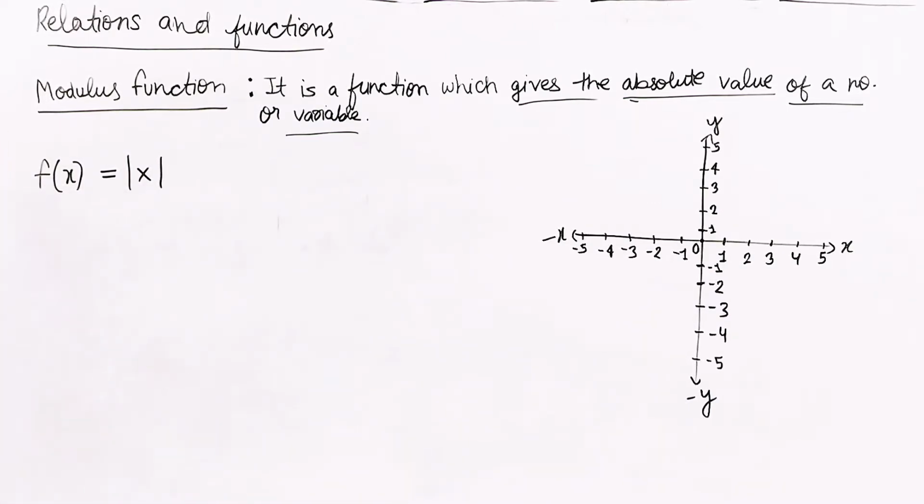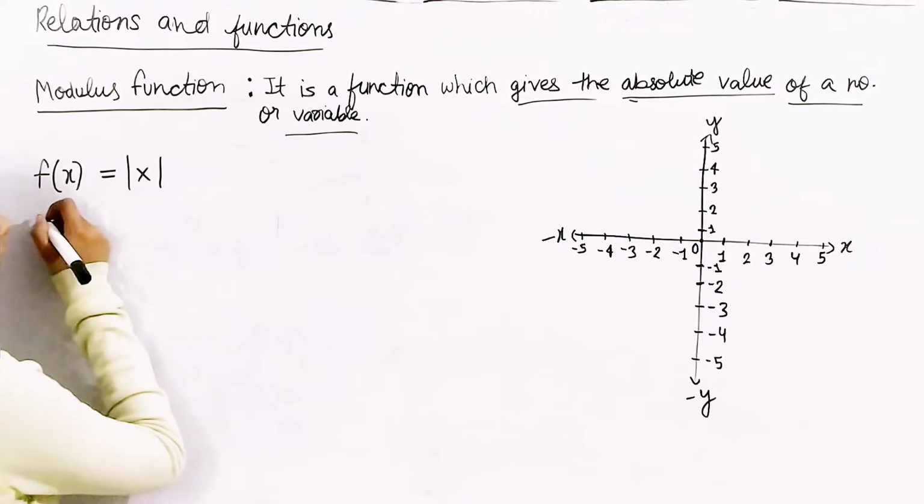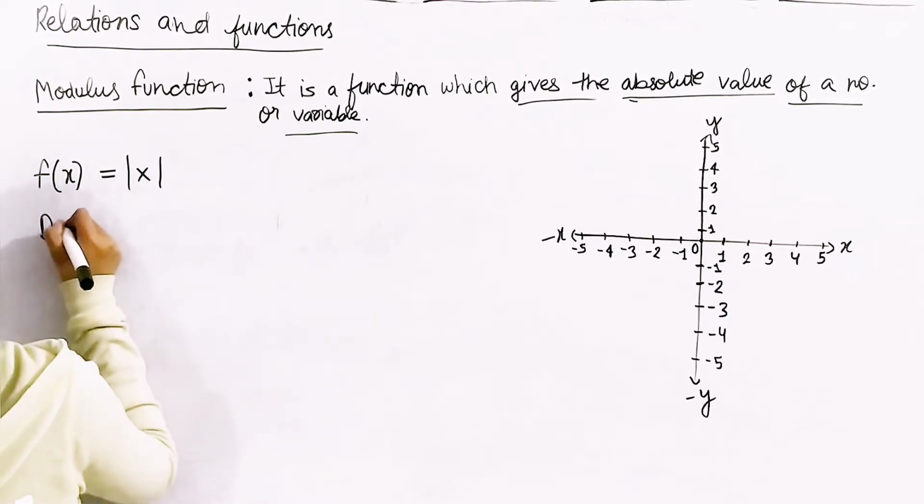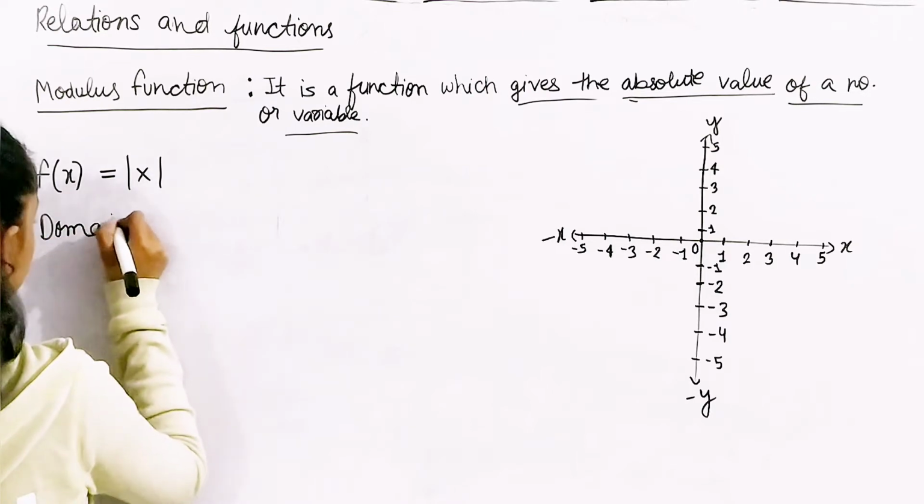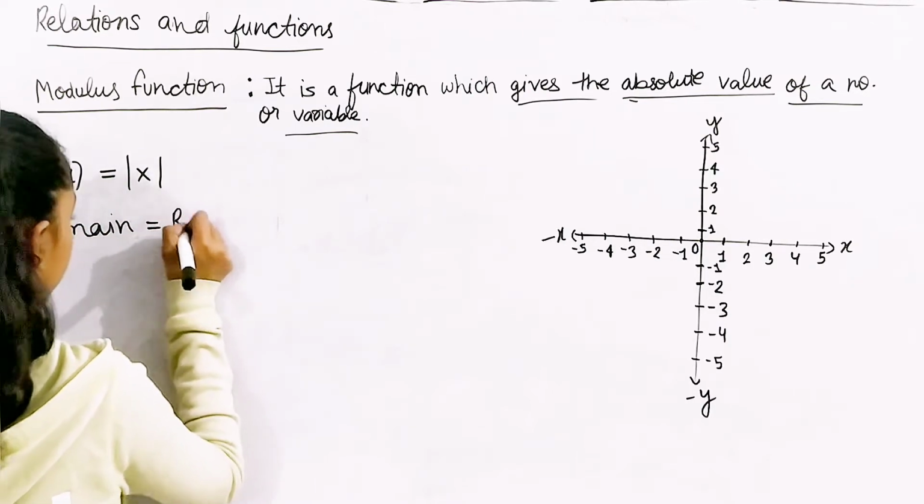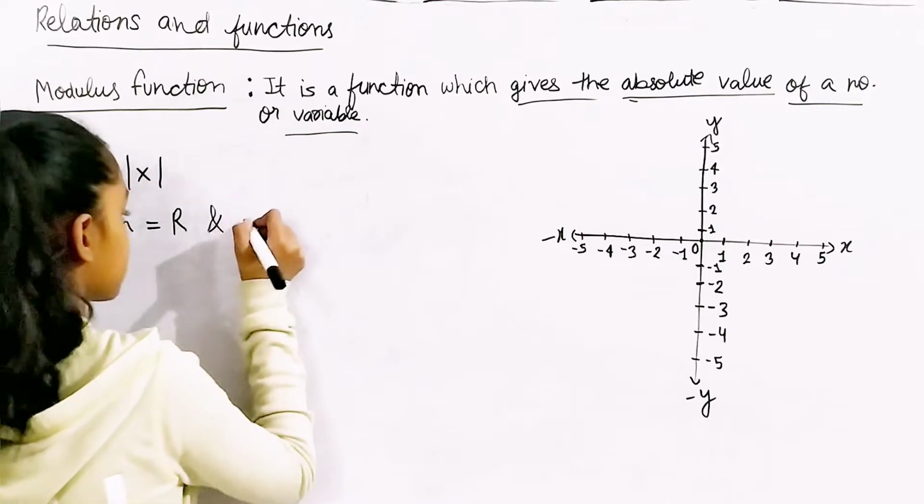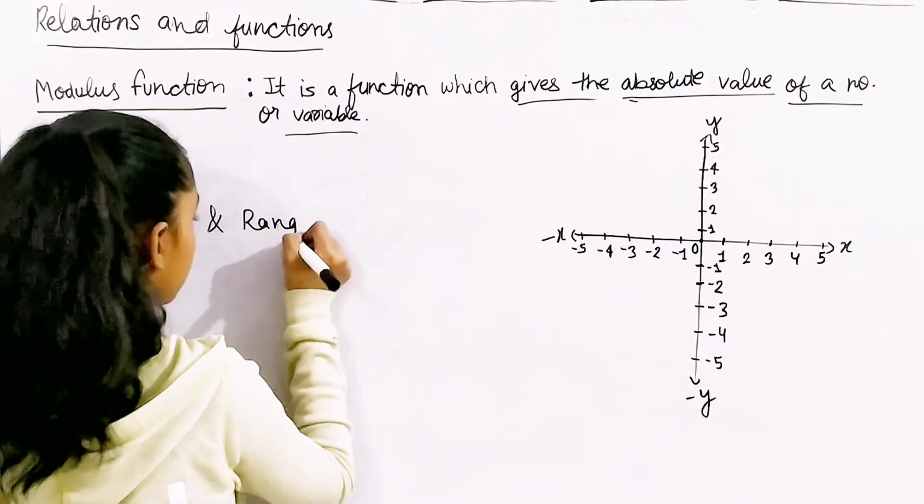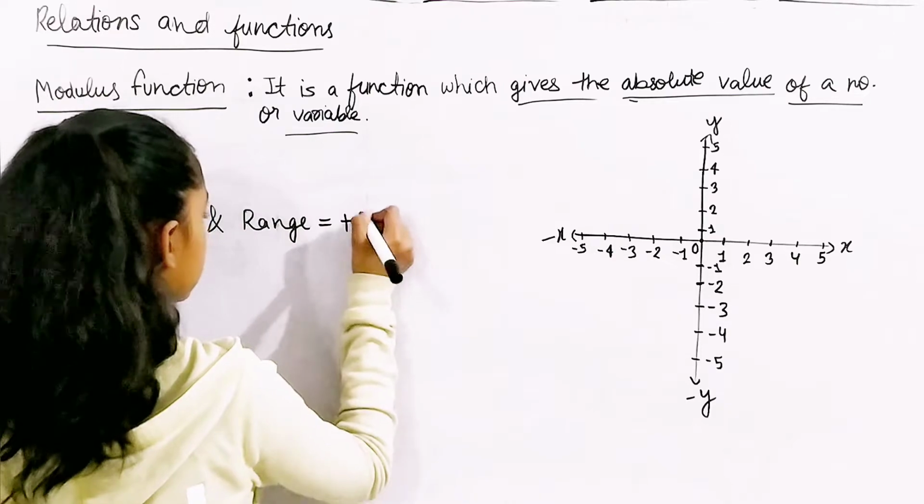f(x) is equal to mod of x. So it's just simply saying that if we have the domain equal to real numbers, the first thing that we have to remember is the domain is equal to the real numbers and range is equal to the positive real numbers.